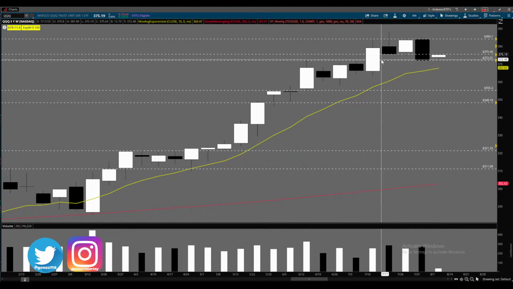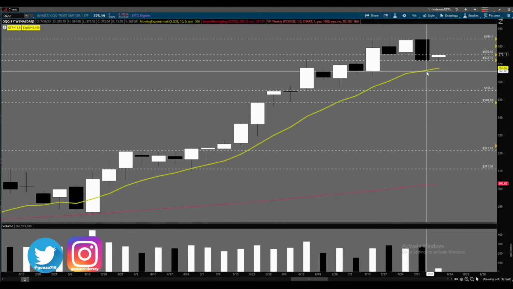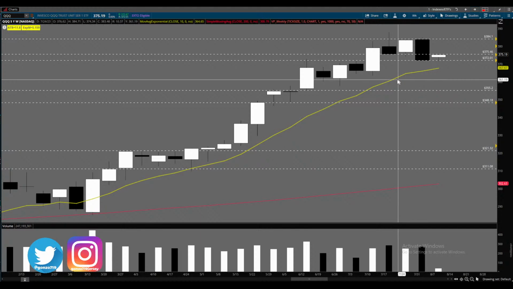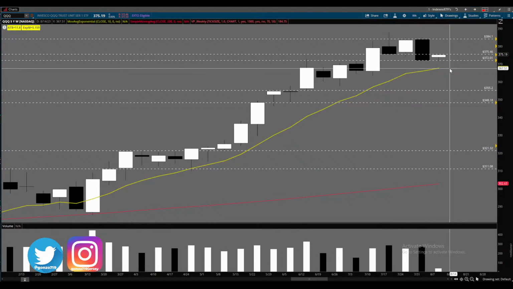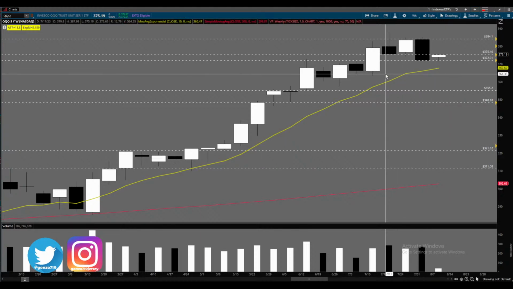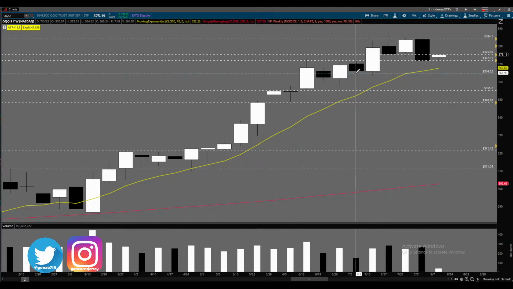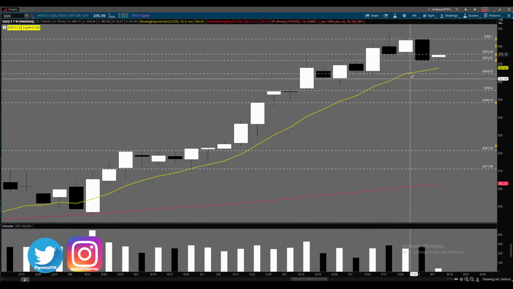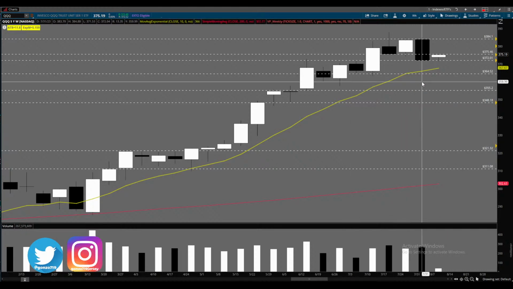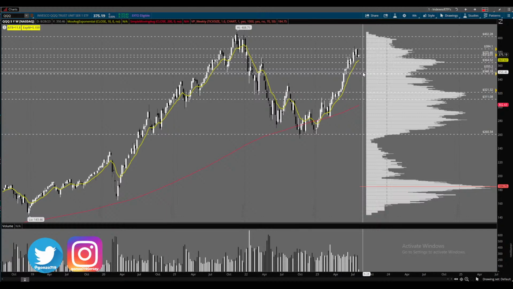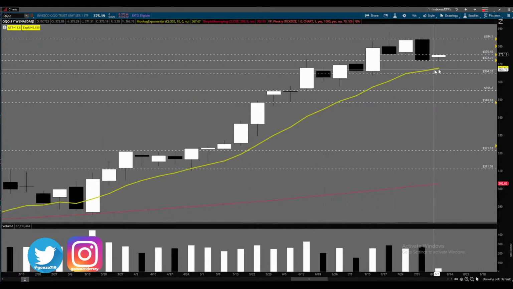Here's the weeklies. Here's that 10-week EMA. The 10-week EMA is at 367.67. So I see a level right here on a weekly, and I'm going to put that level right there: 364.52. Got a little bit of support there on a weekly. So I just put that level at 364. You can see how these line up.